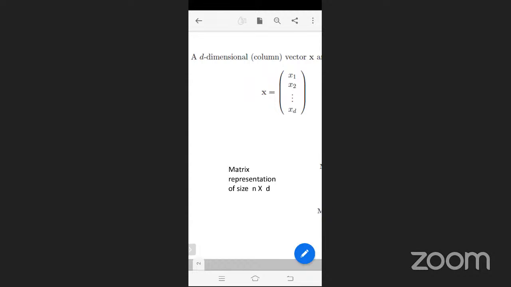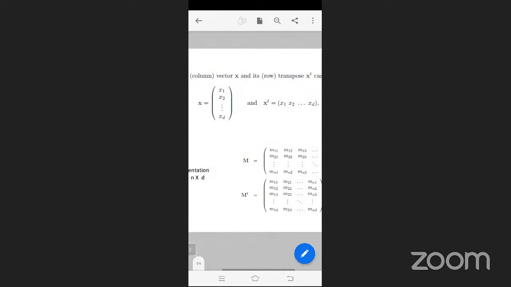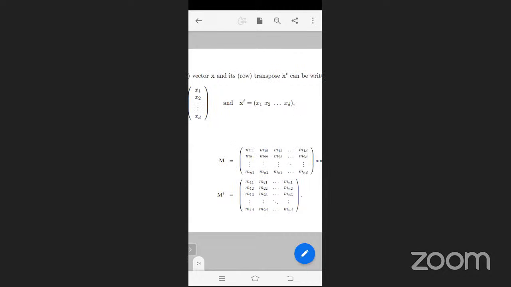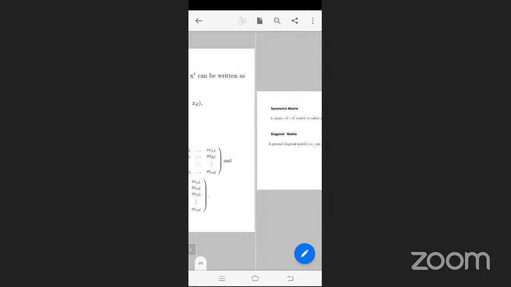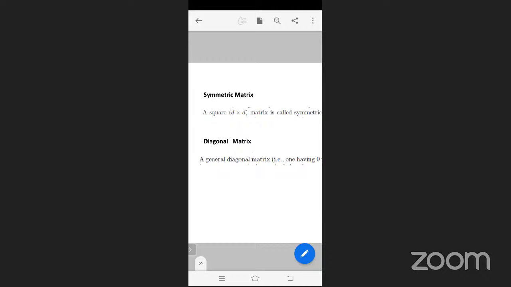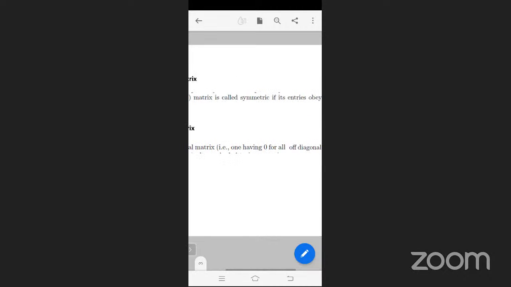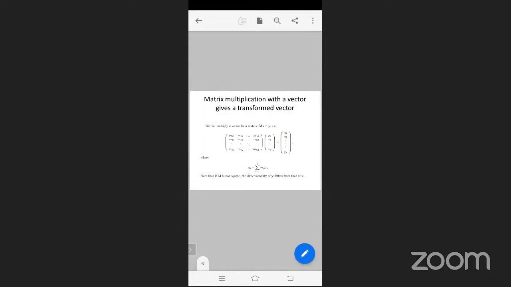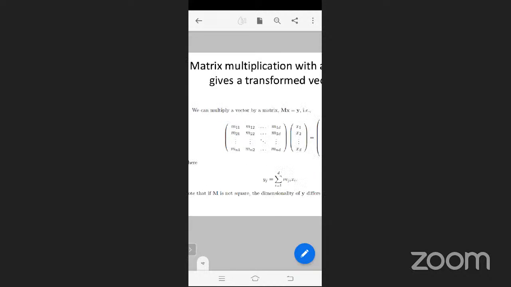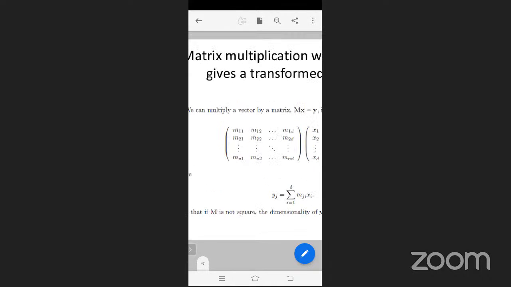Then you can define a matrix, something like this, with rows and columns. All of you know what a symmetric matrix is, and a diagonal matrix. All of you are also familiar with matrix multiplication. If you multiply a matrix with a vector, you will get a transformed vector. And this is the way matrix multiplication works.